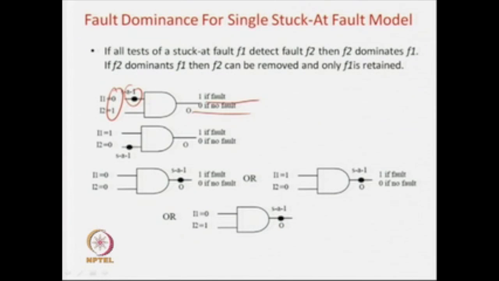Now let us say we take the other net. In this case we get a stuck at one fault over here. Then what are you going to apply? You are going to apply a 1 over here and a 0 over here, and the same answer: 1 if there is a fault and 0 if there is no fault.